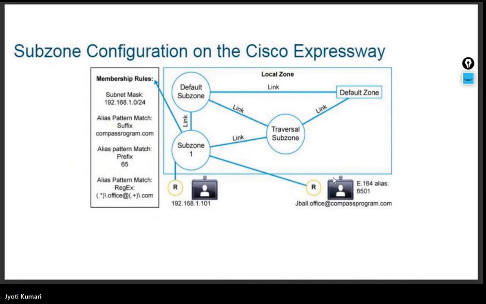Okay, then there are some membership rules which can be applied. So membership rules are like this, which we will see in the lab also. We can configure membership rules based on the policies we want to create. Here we can see subnet mask, alias pattern, and all these different types of rules we can create as per the requirement. By default, all devices will register to the default subzone. When additional subzones are created, membership rules must be created to determine whether that device will register or not.